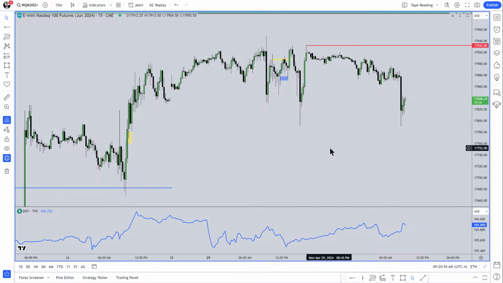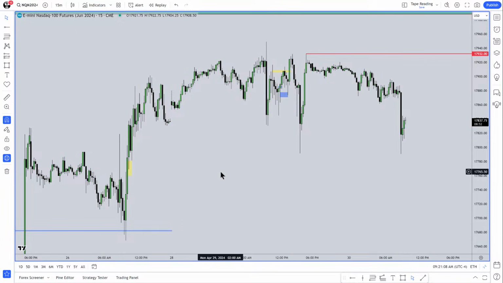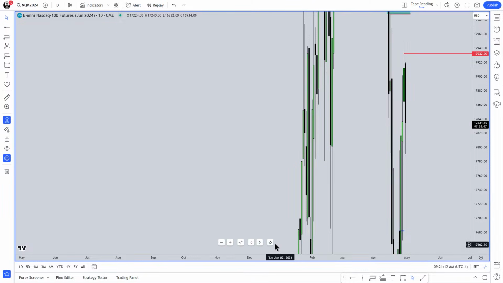So we're looking at the Nasdaq. This is a 15-minute time frame. So before we get our open at 9:30, I'm going to go through the high time frames. We don't need this now. The daily.